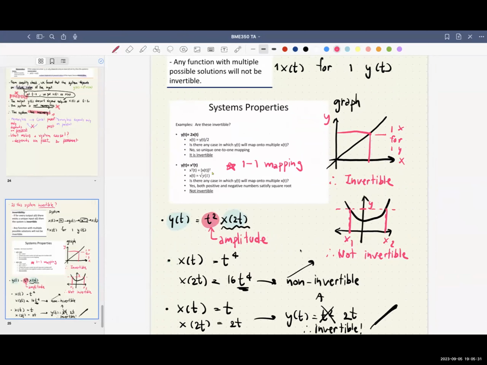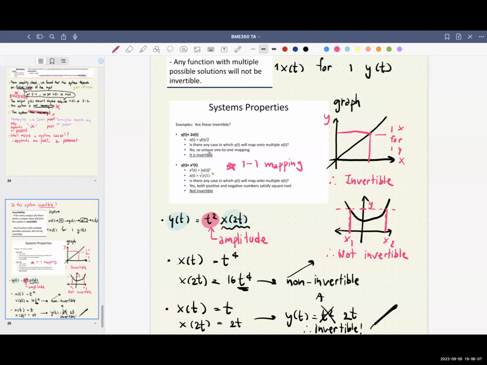And now you can ask the question: can two different x of t, for different values of t, lead to the same y of t? Because it only involves the relationship between y and x, unless there is a confounding factor like a power on the x input term itself, in general, it's going to be invertible.